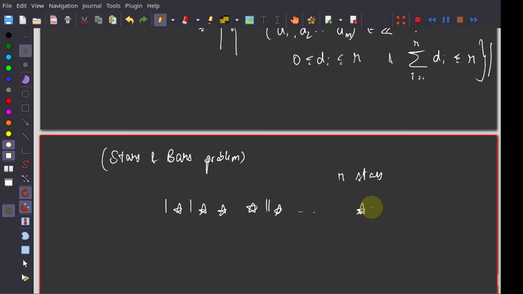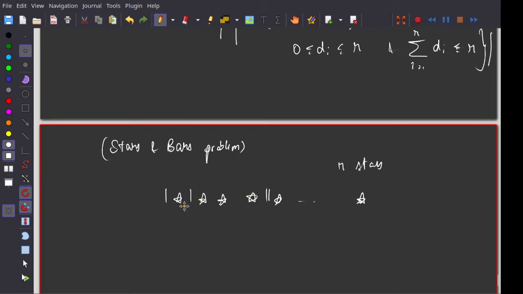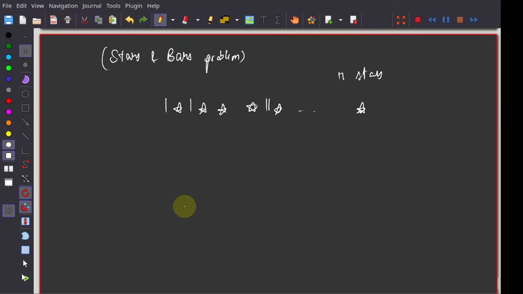Okay, and how many bars do I have? m. Okay, so now is this connected to the problem that we had? What did we want? We wanted the number of integer solutions d1 to dm, each one an integer, each di between 0 and r, and the summation of di from i equal to 1 to m should be less than or equal to r. Firstly, are these two problems equivalent?